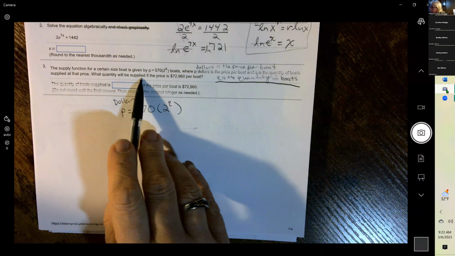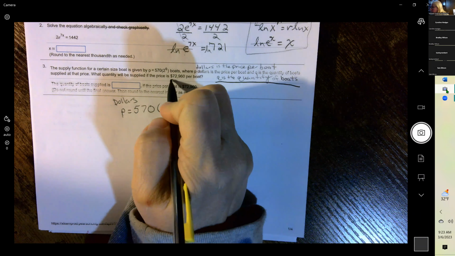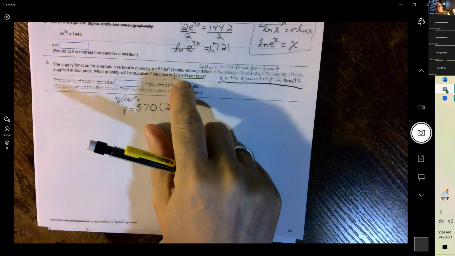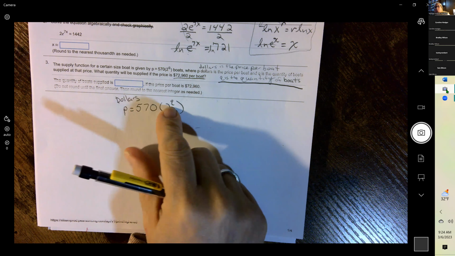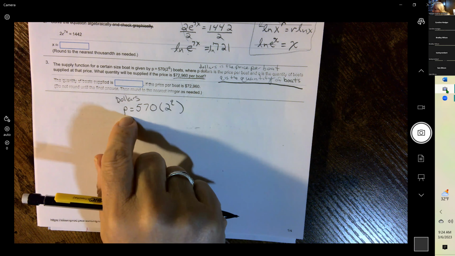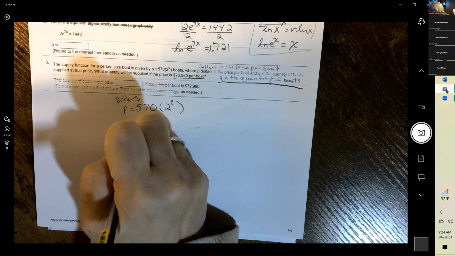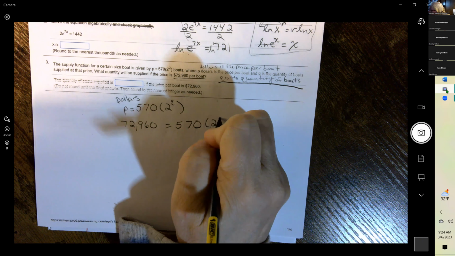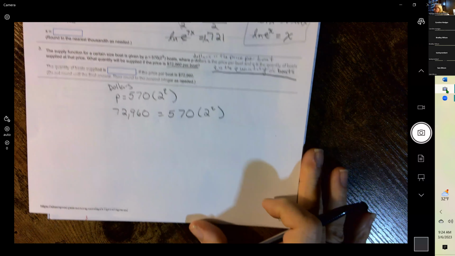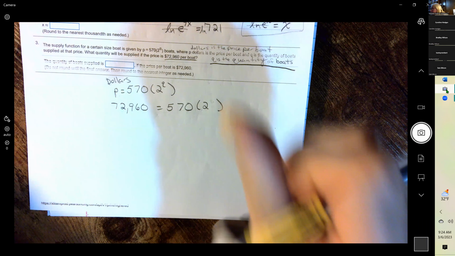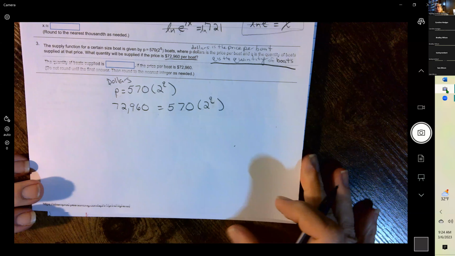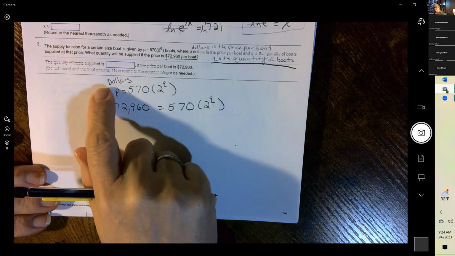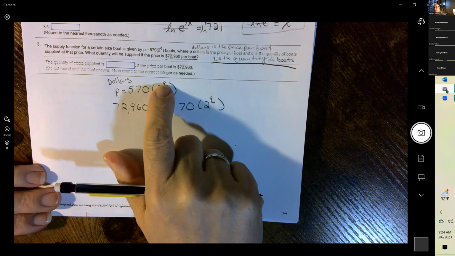What quantity will be supplied if the price is 72,960? So this is the price we're selling them for. P is price, Q is quantity, so it goes in for P. The first thing we need to do is get our 2 to the Q by itself. Always think of opposites. Any questions on why I plugged it in here? This was price. This was quantity.